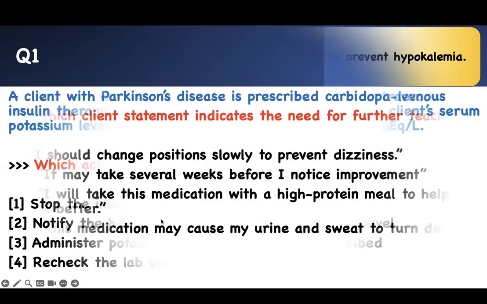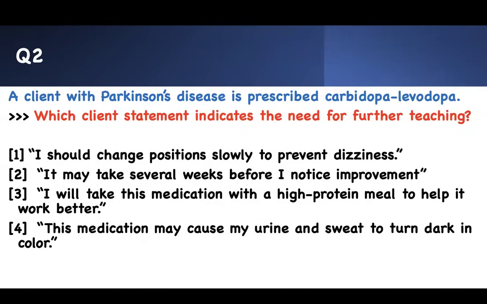Next question. Which client statement indicates the need for further teaching? A client with Parkinson's disease is prescribed Carbidopa-Levodopa. If you're going to take the NCLEX or you're in nursing school and you study Parkinson's disease, this drug you're supposed to know. This drug you must know. This drug you should know everything about it.